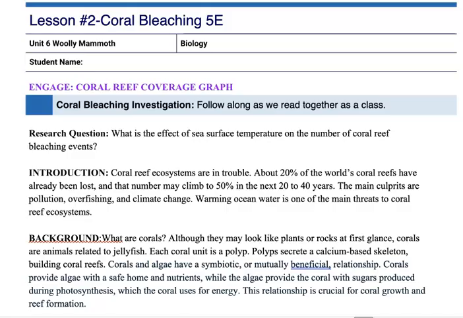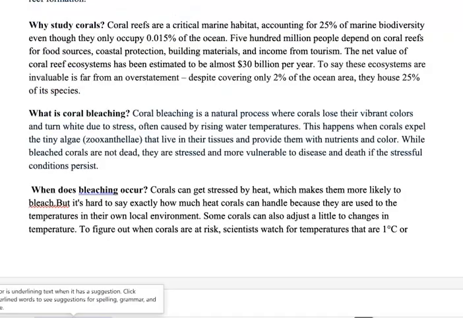Corals and algae have a symbiotic relationship. Remember what that means: a mutually beneficial relationship. The corals provide algae with a safe home and nutrients, while the algae provide the coral with the sugars produced during photosynthesis, which the corals use for energy. This symbiotic relationship is crucial for coral growth and reef formation.